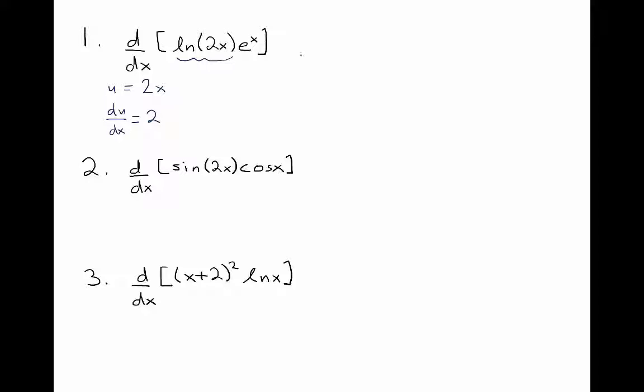So when we take the derivative of log of 2x, just using the chain rule, first we take the derivative of log, so that's 1 over u. Our u is 2x, so that's 1 over 2x, and then we multiply by du/dx, so that's our 2. And we're just leaving e to the x alone over here. Then we're adding. Now we leave our log of 2x alone, and take the derivative of e to the x, which is just e to the x.